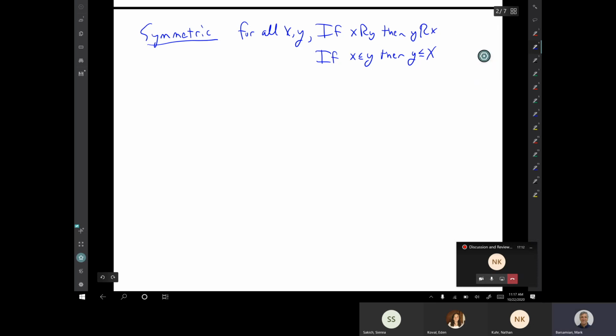So Nathan, you're saying that that's not true. Now, say your explanation again. I said that by the definition of the relation, x is less than or equal to y, but y is not necessarily less than or equal to x. Y can be greater than x, so therefore it's not symmetric.